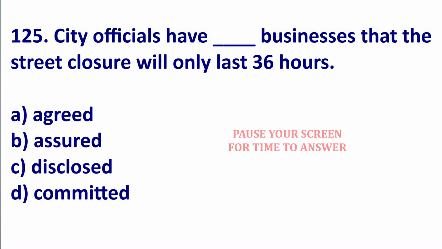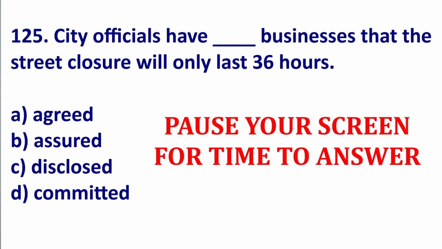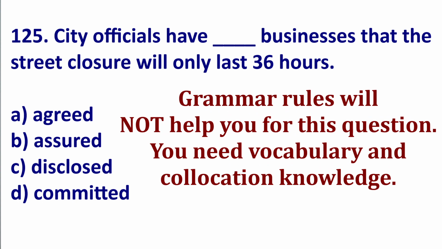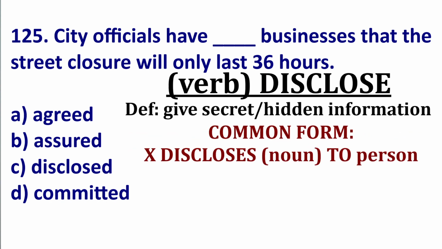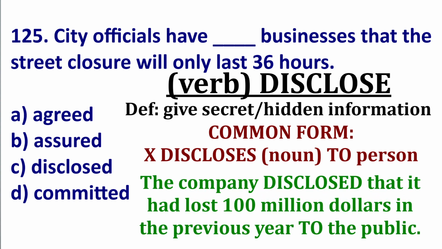Okay, let's look at the second question. This question is about vocabulary and collocations. First, let's look at the use of some of the following words. We will start with C, disclosed. The verb disclose is to release secrets or hidden information. The common form is subject discloses noun form to group or person.